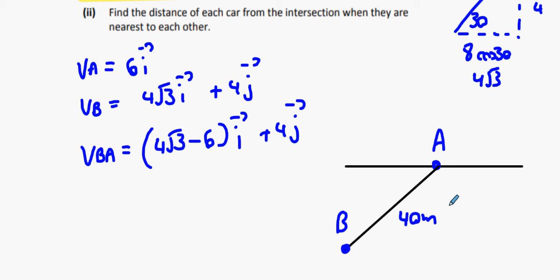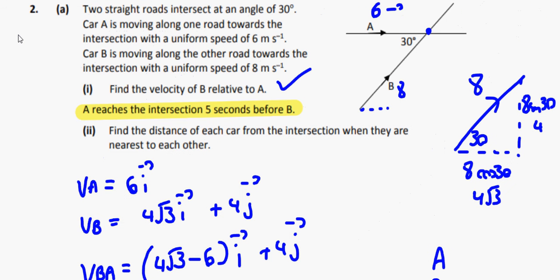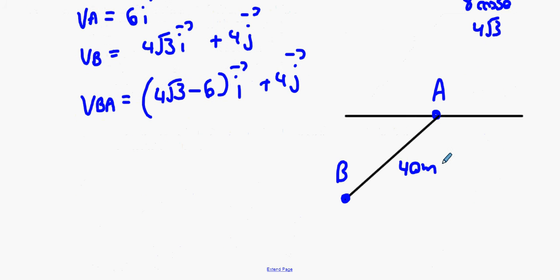Now, what have you guys learned from me? We don't do it like this, do we? Oh, is B 6 or 8? B's 8. And A reaches the intersection 5 seconds before B. So B is 8 multiplied by 5 seconds. B is 40 meters out. Does everyone agree with that, or did I get it wrong? Are we good with that?